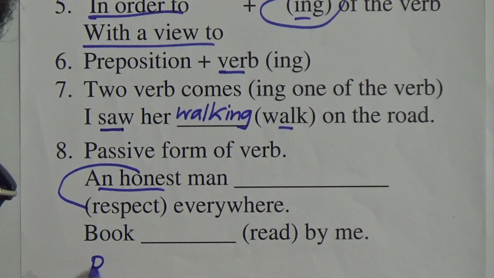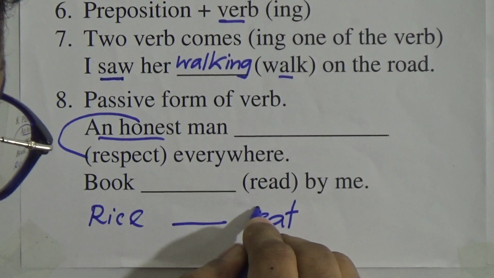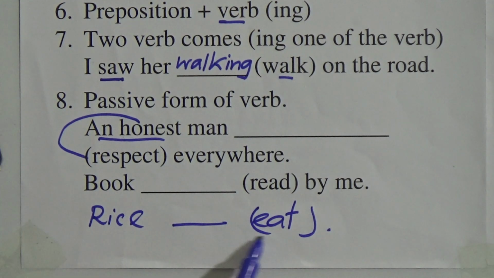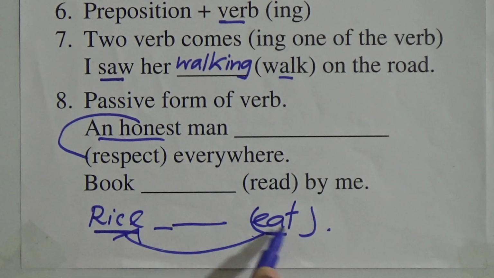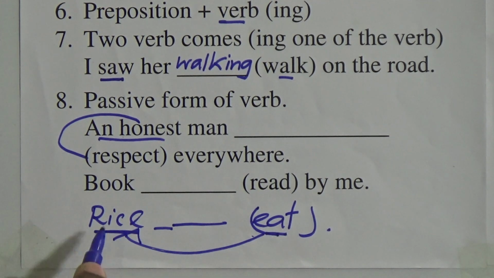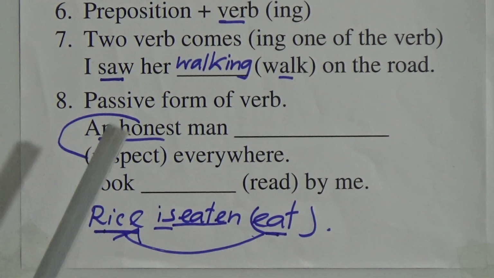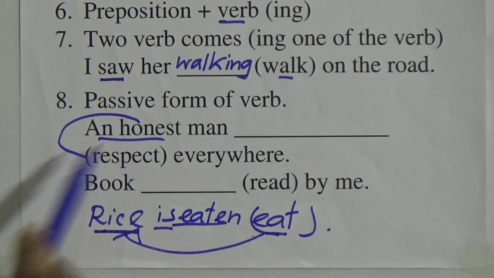If I say rice, eat. So the function of this verb is done by this subject? Does rice eat? No. So this verb's action is not done by the subject. So this will be passive form. So we will have to give rice is eaten. So who will respect an honest man? The people. So an honest man will not respect.